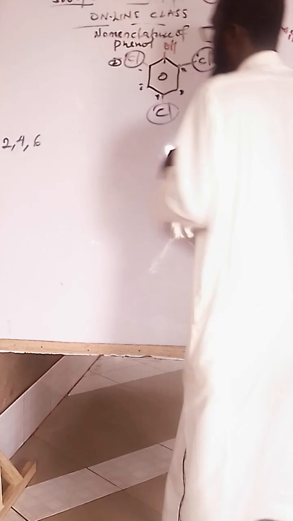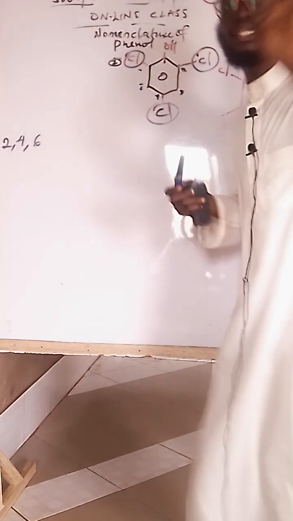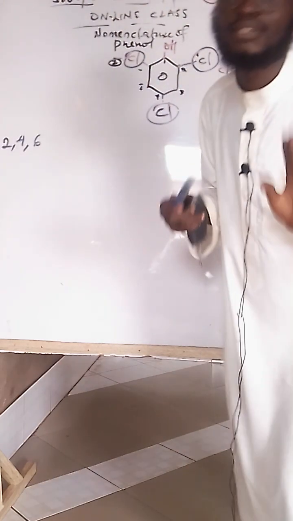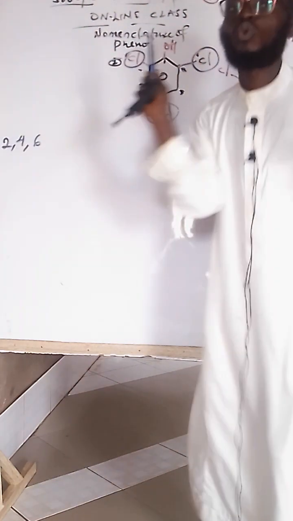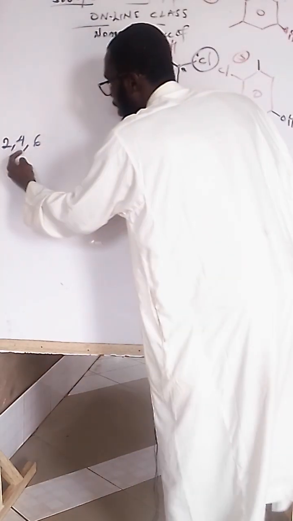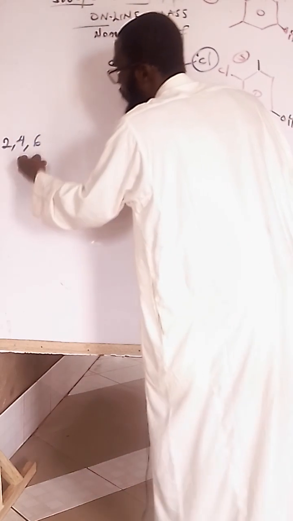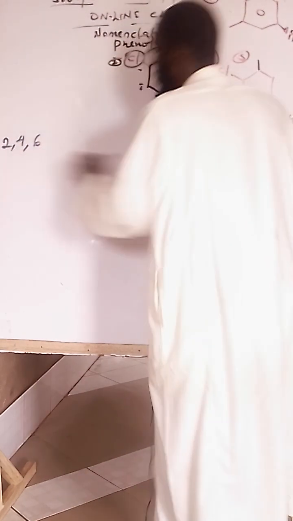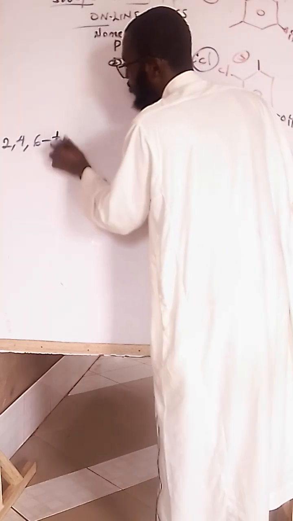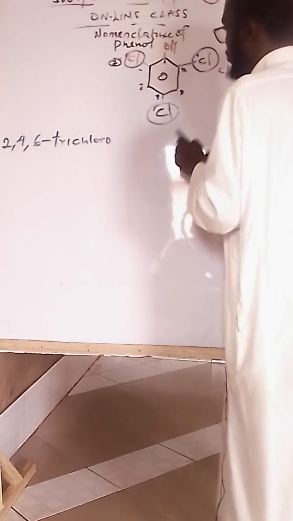Now, what follows? Is there any chlorine again? No. But how many chlorines are there? There are 3 in number. We call it tri. If it is 2 in number, we call it di. If it is 1, you call it chloro, ordinary. You don't put monochloro. So it will be 2, comma, 4, comma, 6, then trichloro.